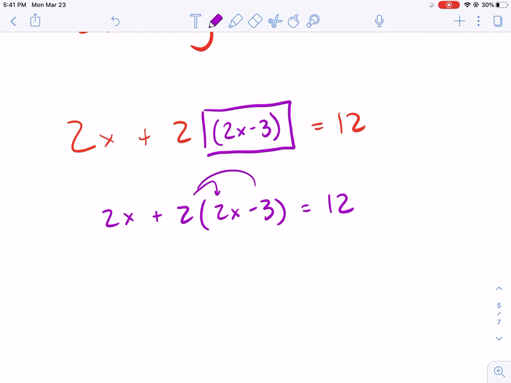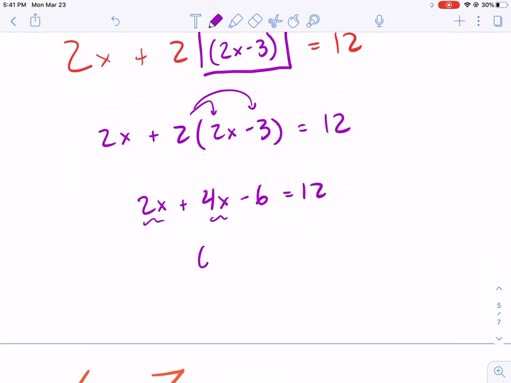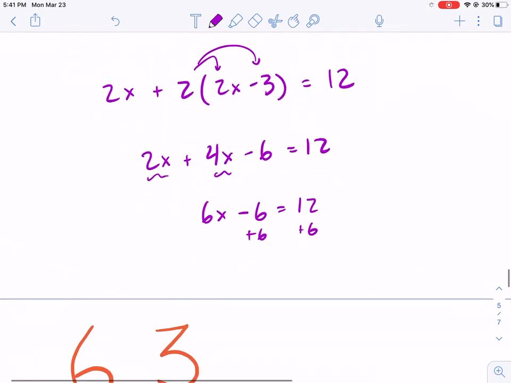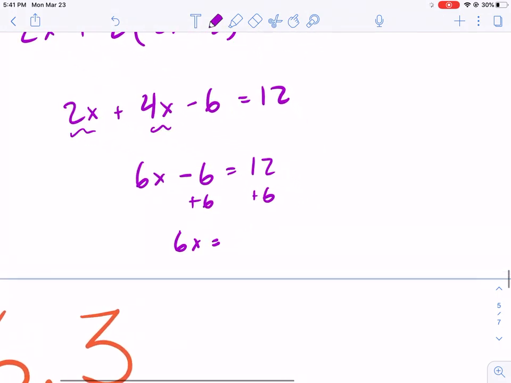So I'm going to multiply this 2, distribute. So we have 2x plus 4x minus 2 times 3, 6 equals 12. Combine like terms. Always do that first. 6x minus 6 equals 12. The x is not alone. In order to get it alone, I need to do the opposite operation. So I add 6 to both sides to undo the negative 6. 12 plus 6 is definitely not 6. Not sure why I wrote that. It is definitely 18. And then I divide by 6 and I get x equals 3.